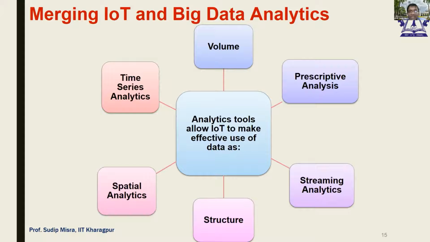So there can be time series analytics, there can be spatial analytics, structures can be uncovered through these analytics. Predictions can be made. Not only predictions, you can go one step ahead and make prescriptions, right? So prescriptive analytics is very important. Streaming analytics for multimedia data. So these are different types of analytics that are characteristic of IoT implementations, which will have to be implemented depending on the specific IoT deployment or the requirements in hand.